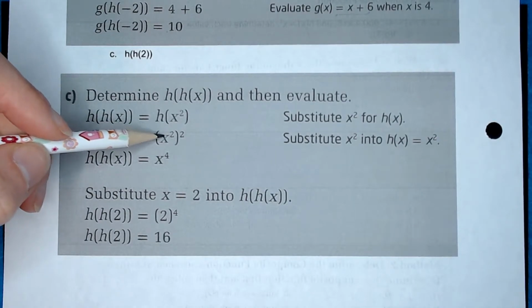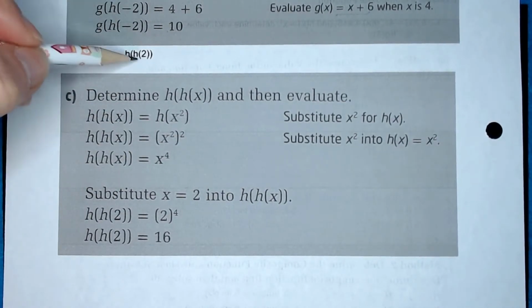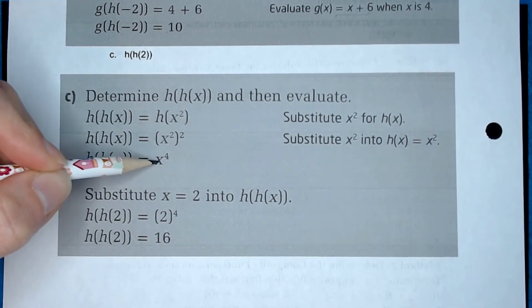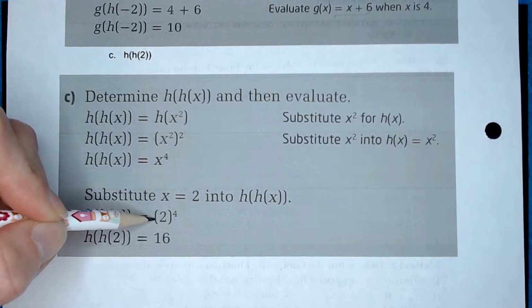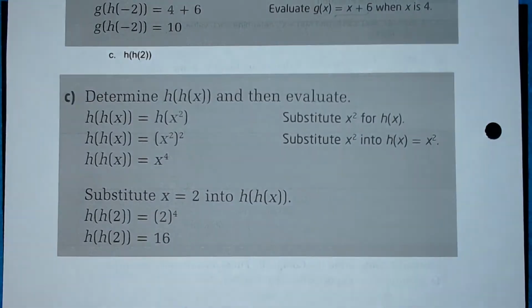So we will get x squared squared, which is x to the 4th. And it's asking us to fill in the value of 2. So once we have this x to the 4th, all we do is plug in the 2 there. 2 to the power of 4 is, of course, 16.